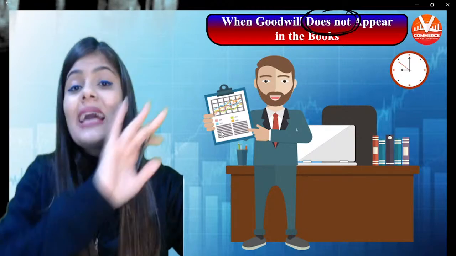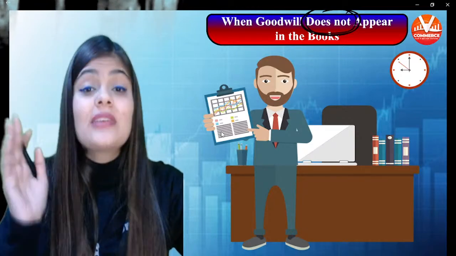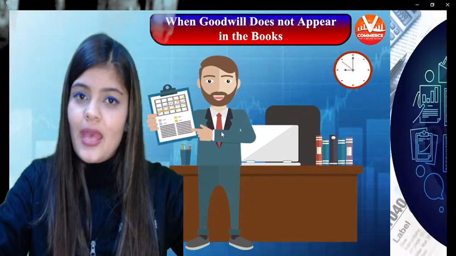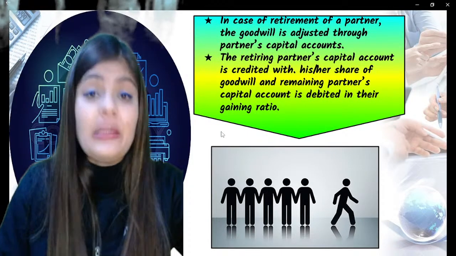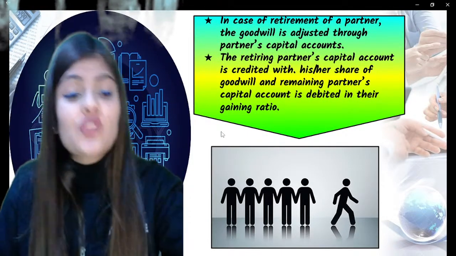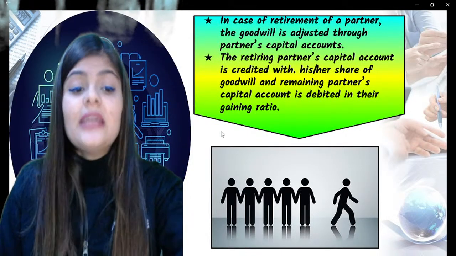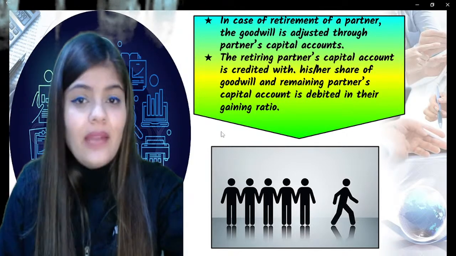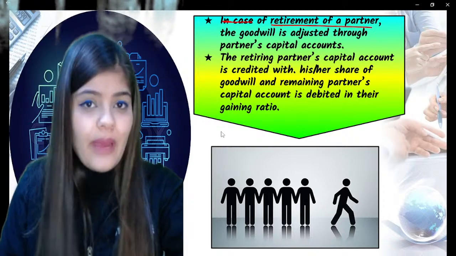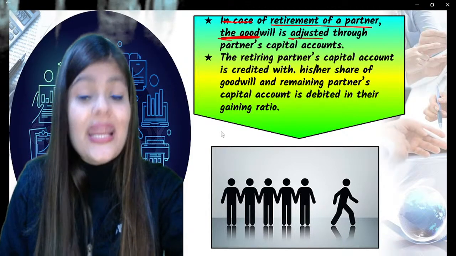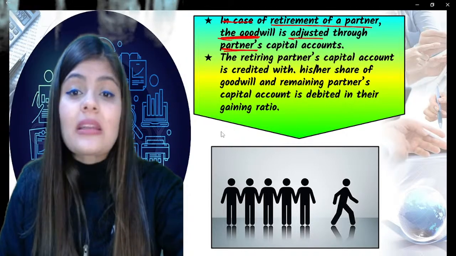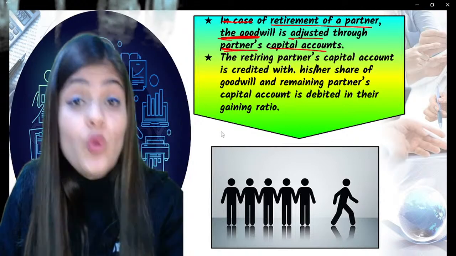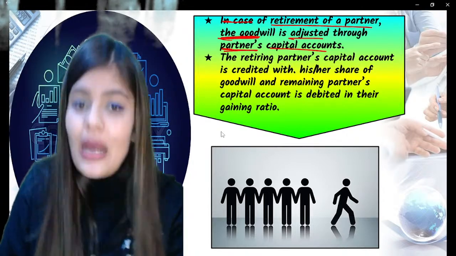Goodwill books में कहीं भी नहीं है. Goodwill is not appearing in the balance sheet in the books. So what will be the treatment? So please pay attention guys. Please ध्यान दें. जब goodwill आपकी balance sheet में appear नहीं करती, then in case of retirement, the goodwill is adjusted through the partner's capital account. The goodwill will be adjusted through partner's capital account.